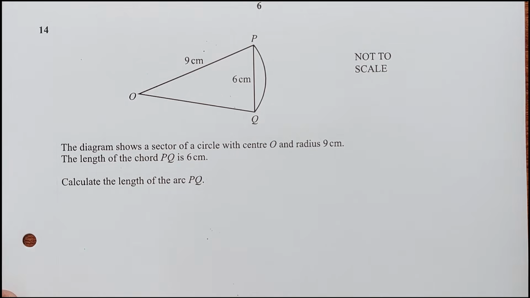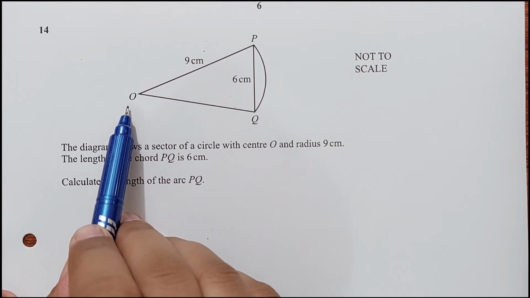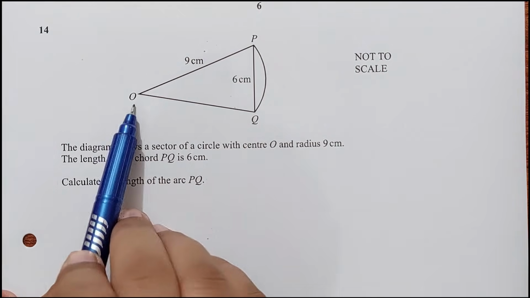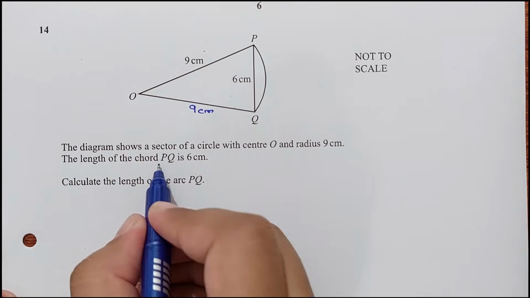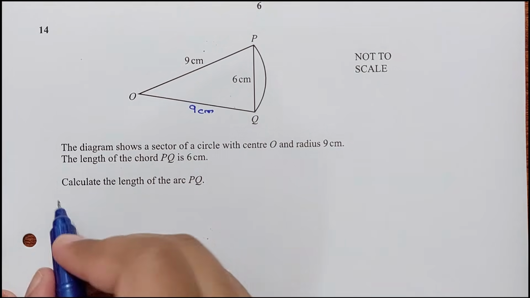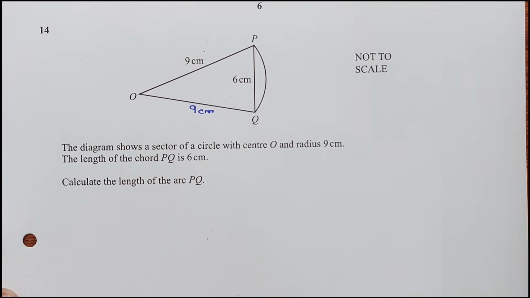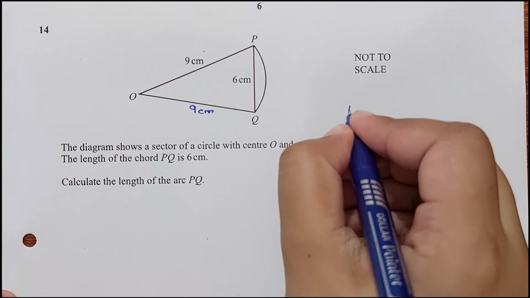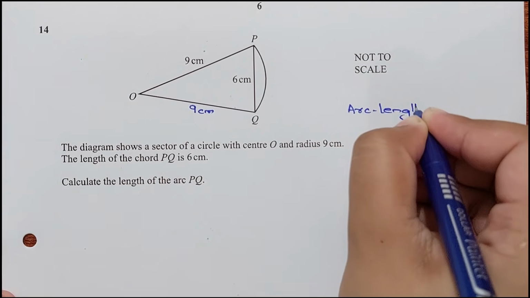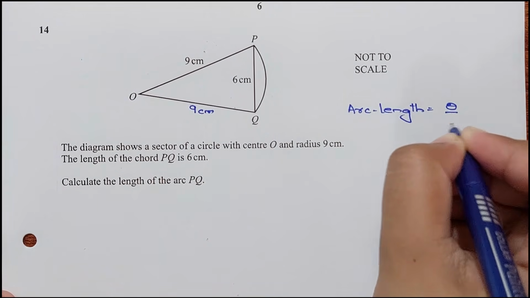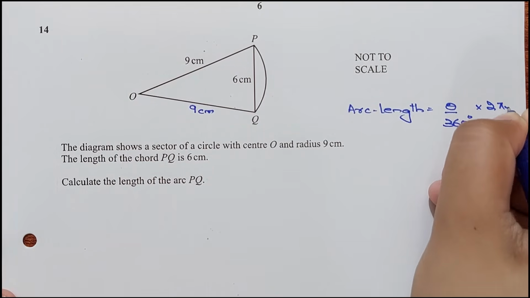Question number 14. The diagram shows a sector of a circle with the center O and radius 9 centimeters. OP is 9 centimeters. OQ is also 9 centimeters. The length of the chord PQ is 6 centimeters, right? Calculate the length of the arc PQ. Length of arc PQ we have to calculate. Okay, the formula of arc length is theta over 360 degrees times 2 pi r.